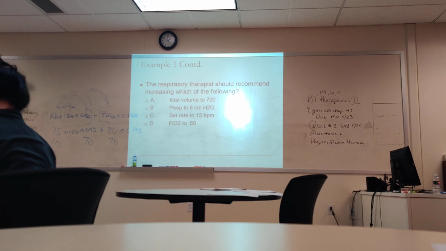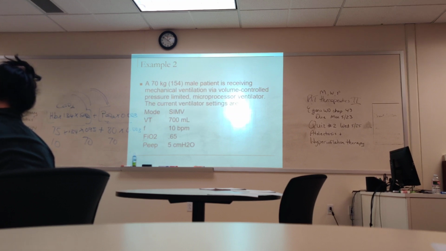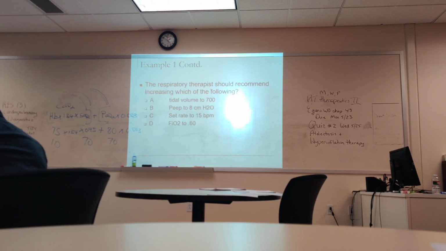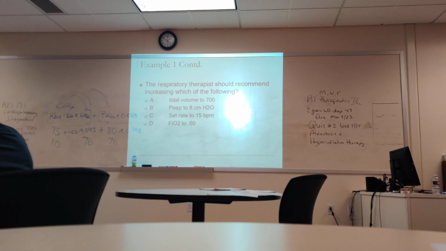So we'll go here, it says the respiratory therapist should recommend increasing which of the following. Well, what's the problem with the blood gas? They don't have enough oxygen. That's the problem. So what would you do here? What would you choose? D. D, very good, because we'll have to get to 60%. The patient is not up to 60% yet.